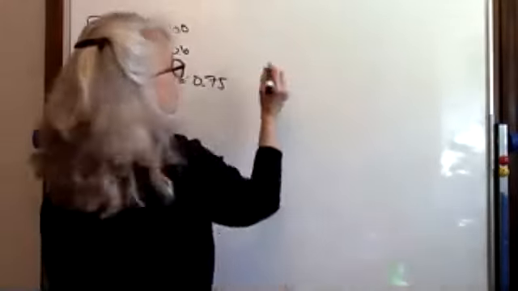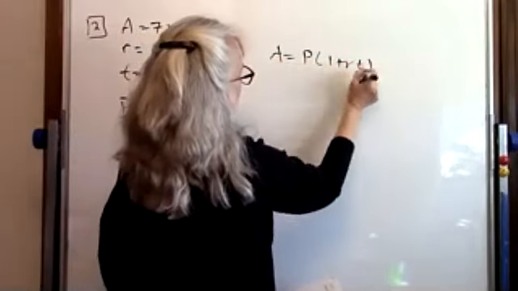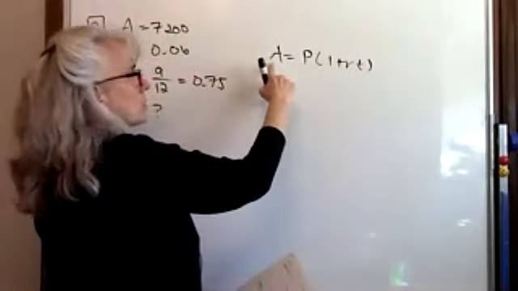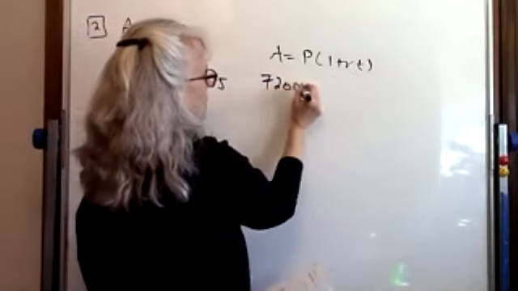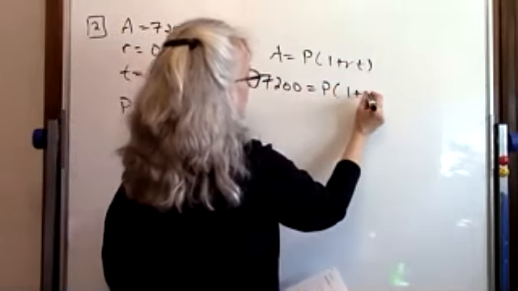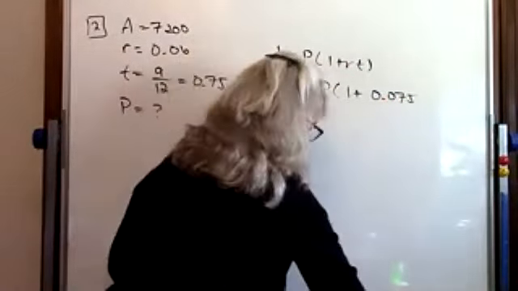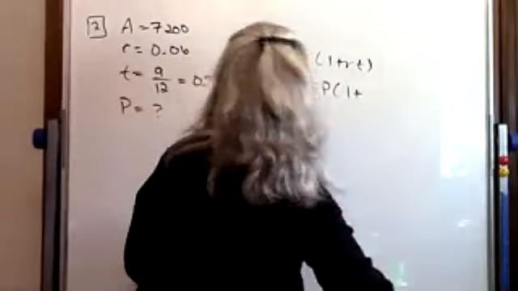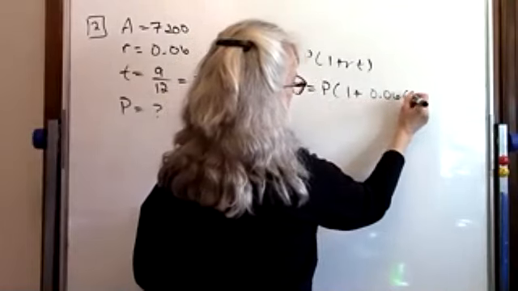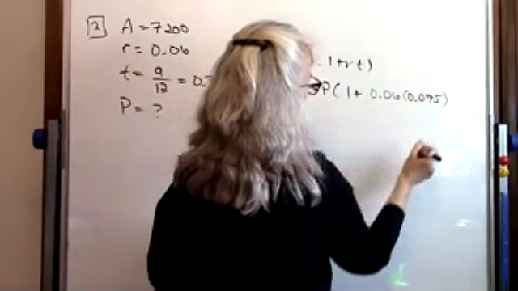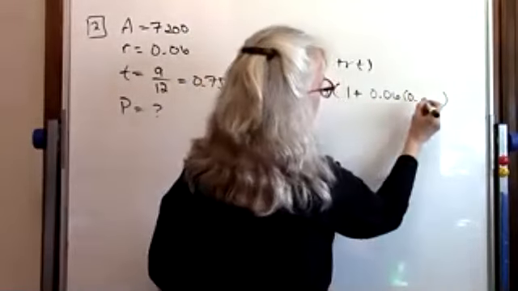So we'll go back and use the accumulated formula. A equals P times 1 plus RT. I know to use this because we're given the accumulated amount, the amount at the end of time. That's the 7,200, and that will equal our principal times 1 plus our rate of interest, which was 0.06, times the 0.75. Got too many decimals floating around here.